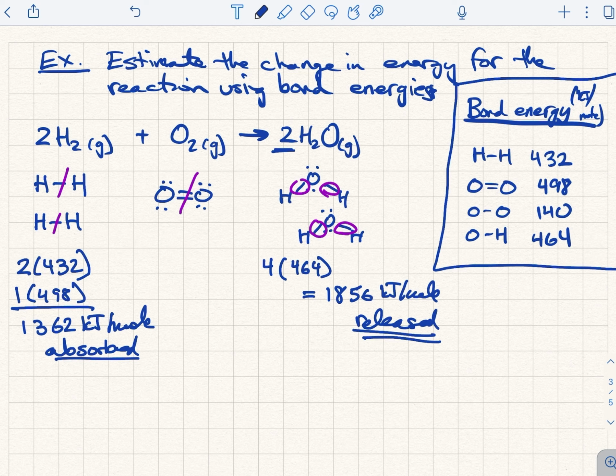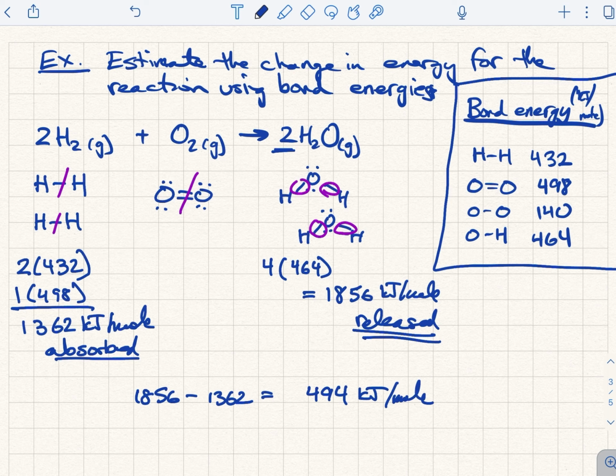So how much energy overall is being either absorbed or released? Well, the way you find that is you subtract these two. So we're going to do 1856 minus 1362. And I know some of you that learned this a different way are cringing right now, but just please stick with me for a minute. So we're going to subtract this, and we're going to get 494 kilojoules per mole.